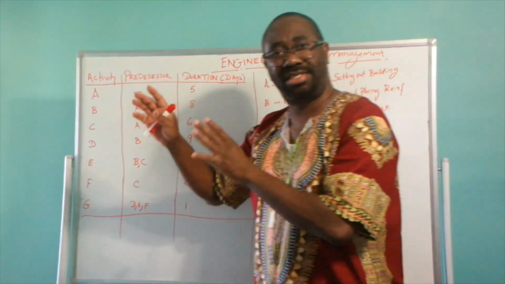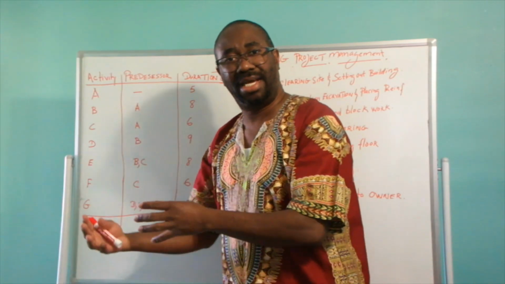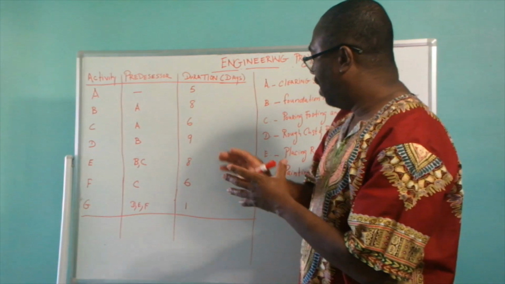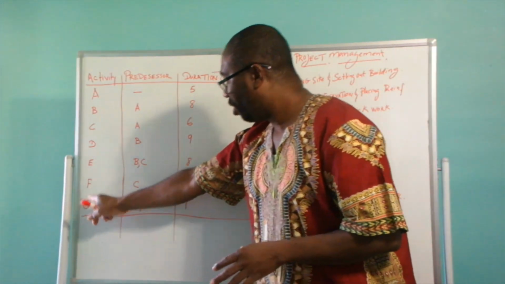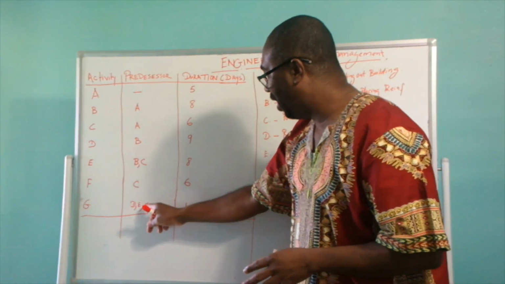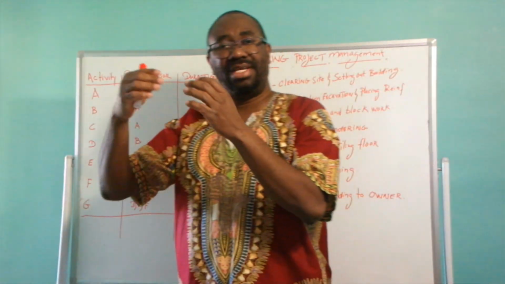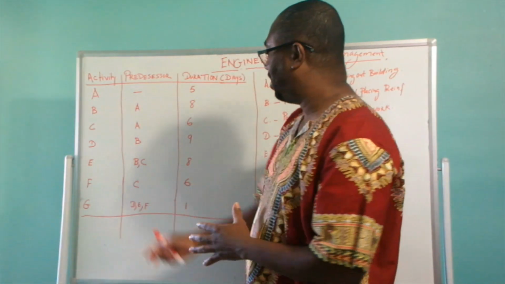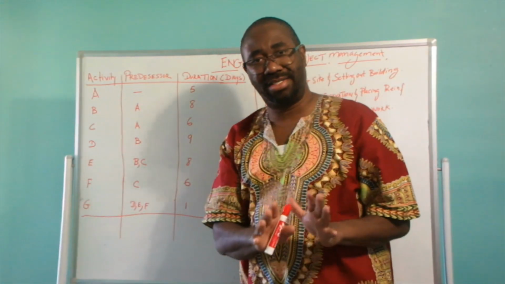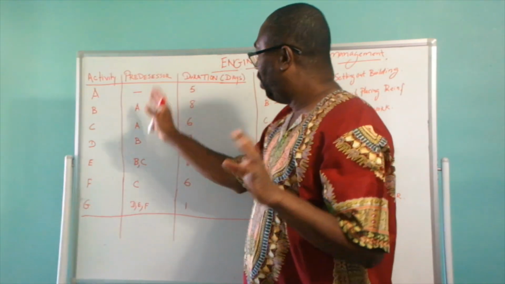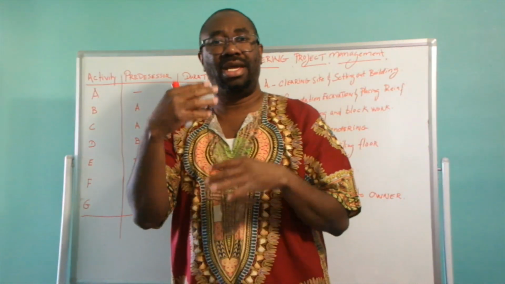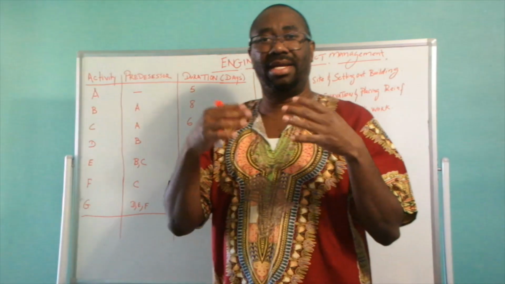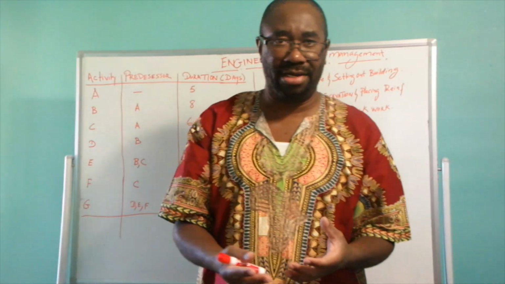That means activity C must be completed before activity F is started. And activity G comes out of activity D, E, and F. That means activity D, E, F must be completed before activity G is started. So if you do not understand this, I'm going to, in other videos to come, do more examples so that you can get a better understanding.